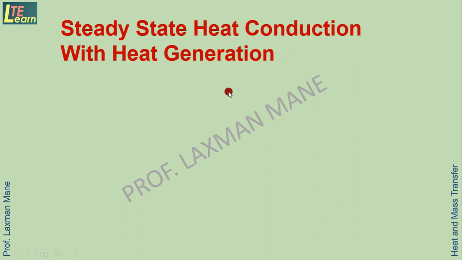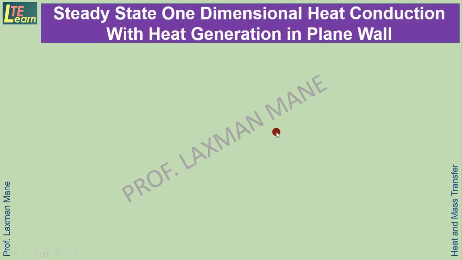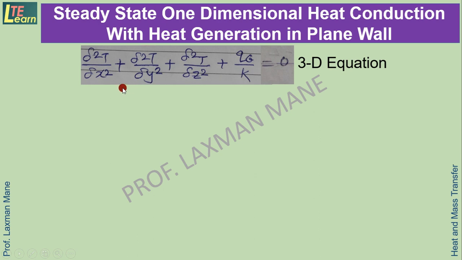Now we will see steady-state heat conduction with heat generation for plane wall, hollow cylinder and hollow sphere. Now we reduce the three-dimensional equation to a one-dimensional equation for the plane wall. So this is the three-dimensional equation with internal heat generation.